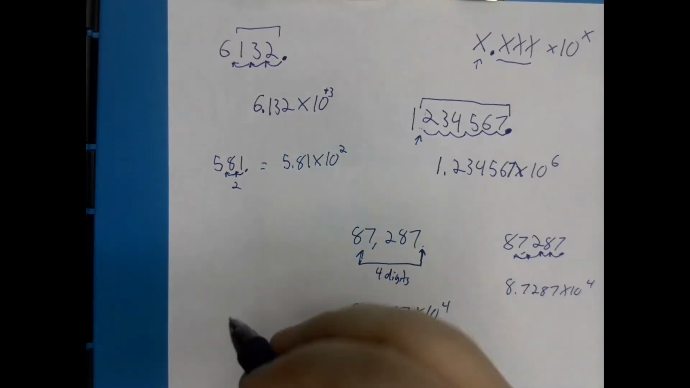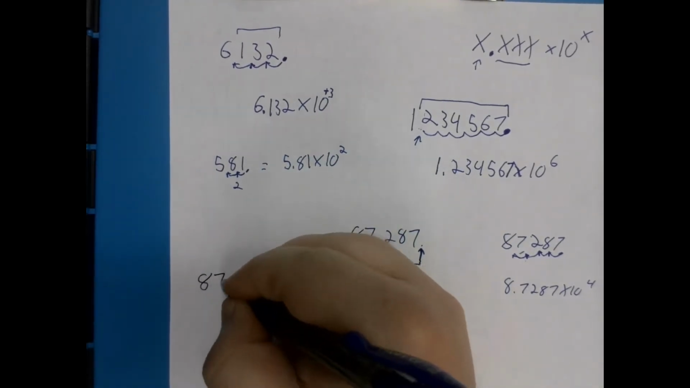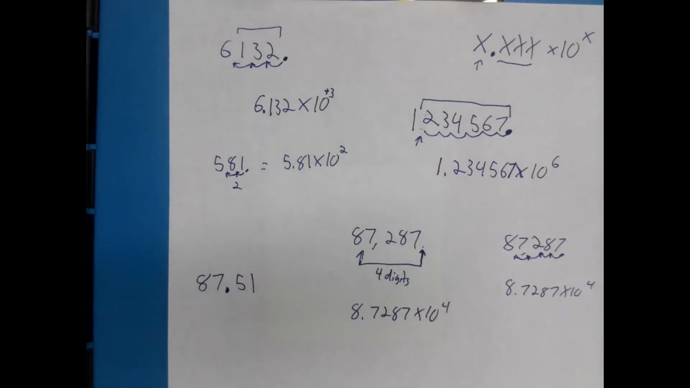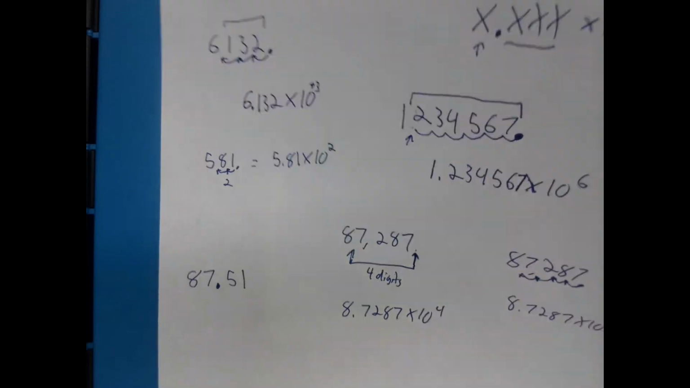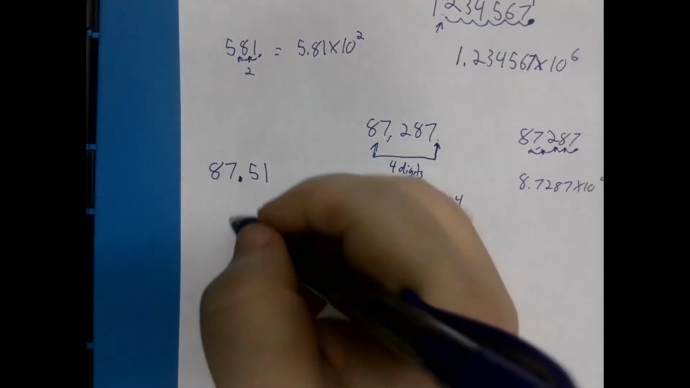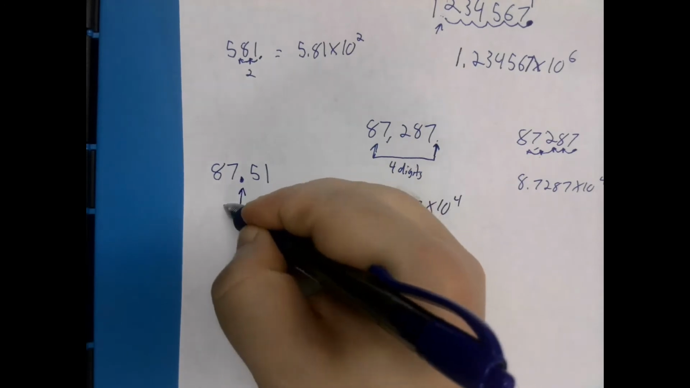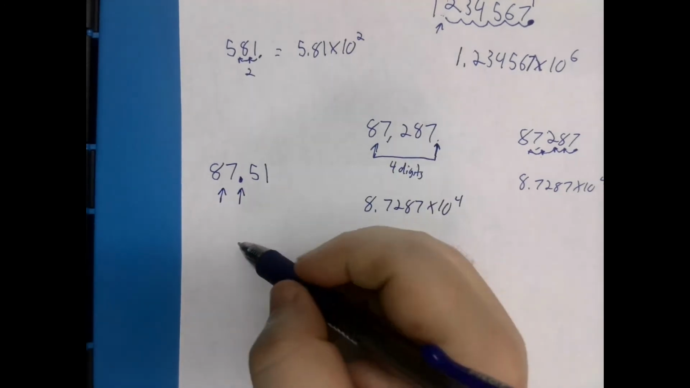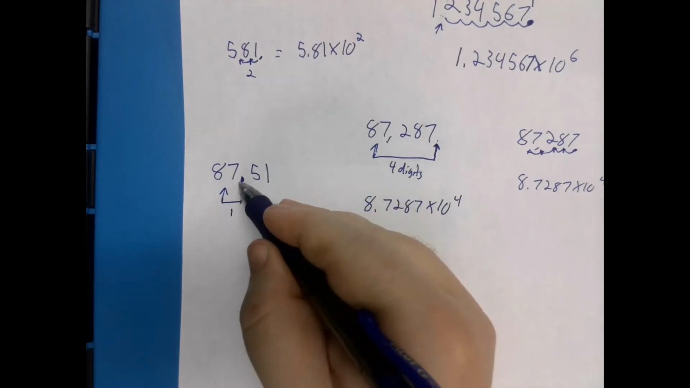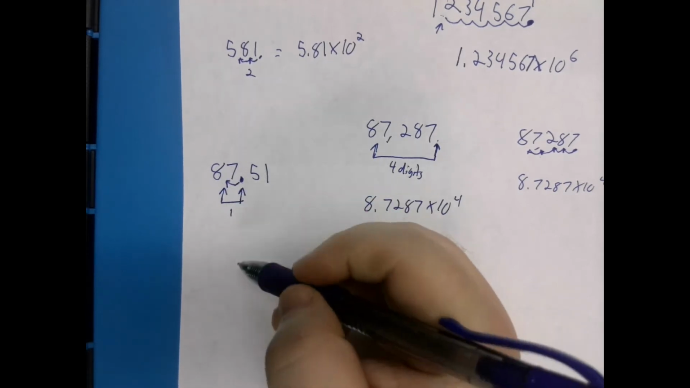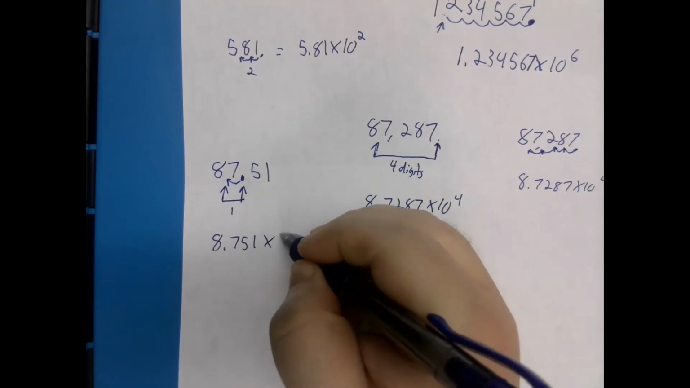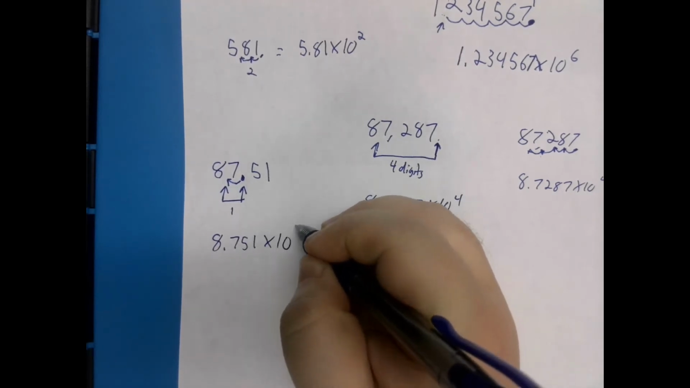Let's do 87.51. So now I don't have a whole number. I already have this decimal point. We want to take it from here and move it here. How many numbers are in between? 1. Another way of looking at it is you have to make one hop. So this would be 8.751 times 10 to the 1 power.